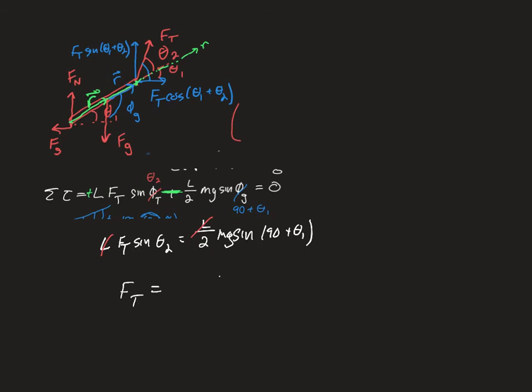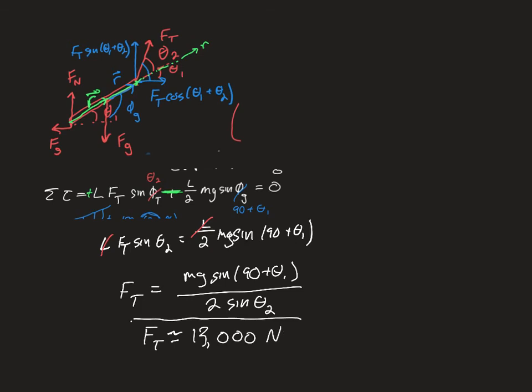So F_T is just going to be mg sine of 90 plus theta 1, divided by 2 sine theta 2. Great, now I can plug that into my calculator. And I see the answer is about 1,300 newtons.